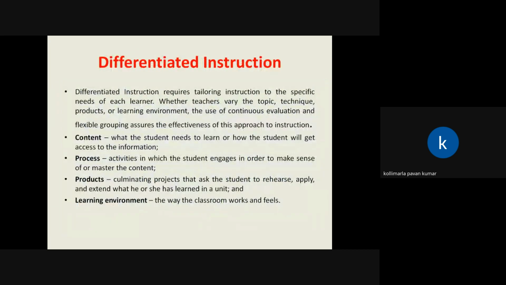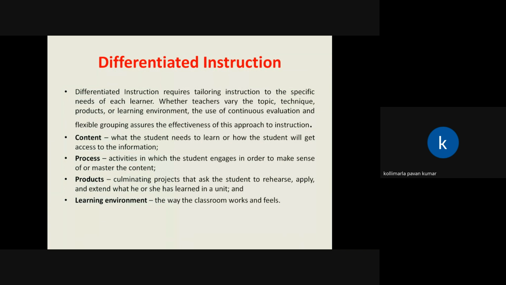The next one is differentiated instruction. In differentiated instruction, we group students, identify the requirements of each group, and after identifying the requirements, we give some instruction to them. The group of students carry it out, and we continuously evaluate and improve the effectiveness of this approach to instruction.